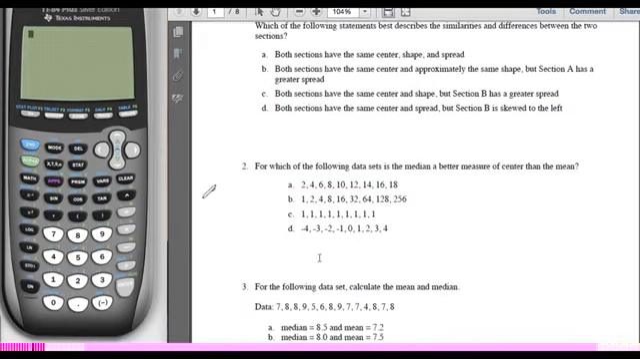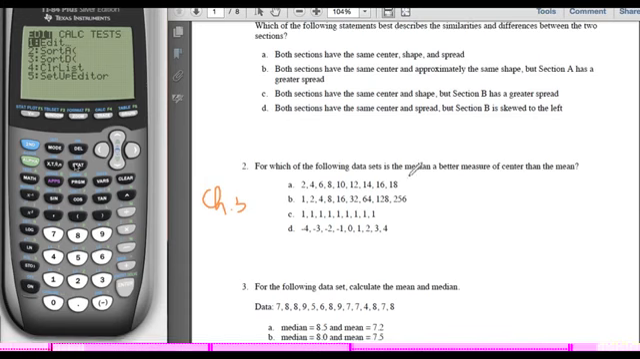Number 2 also comes from chapter 3. For which of the following data sets is the median a better measure than the mean? Which of these is the median preferred over the mean? We use the mean when we have an approximately symmetric set of data. We use the median when we have a skewed data set. So I'm really saying, well, which of these is skewed?